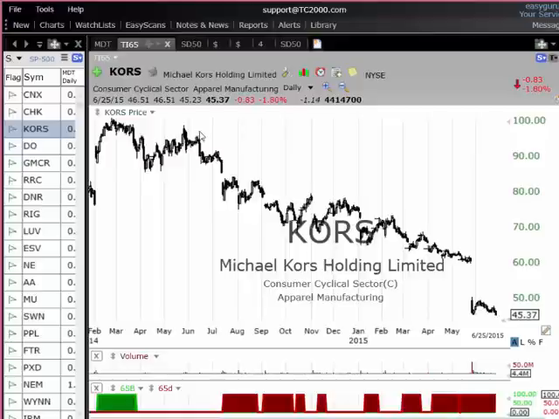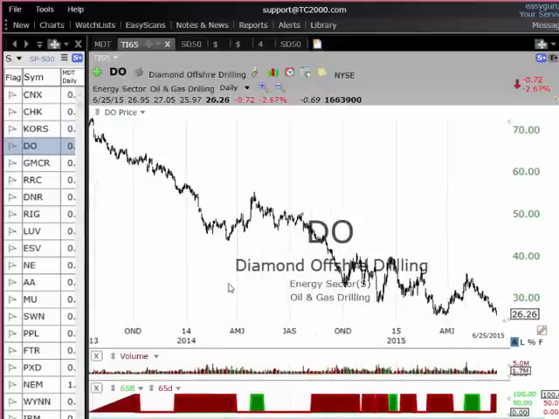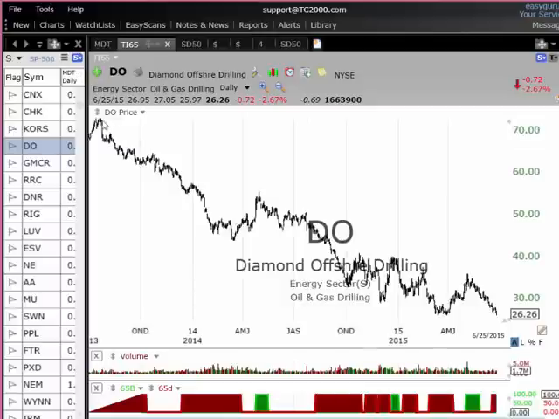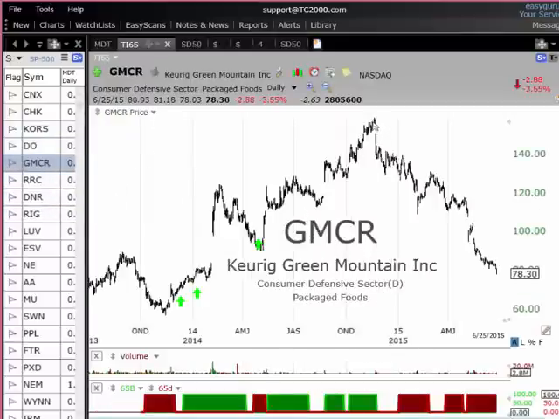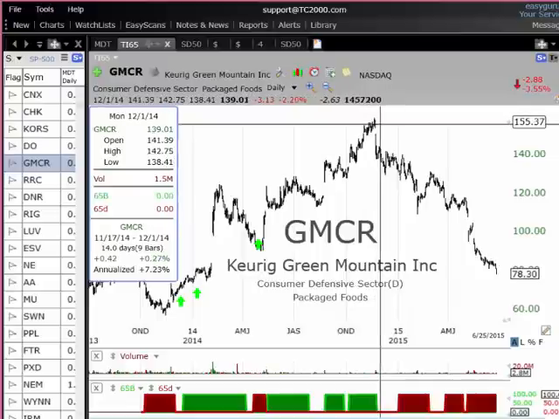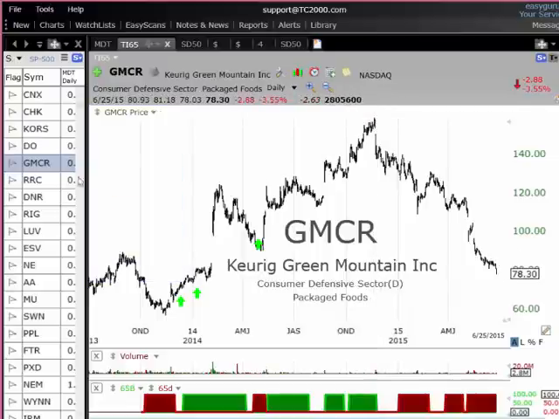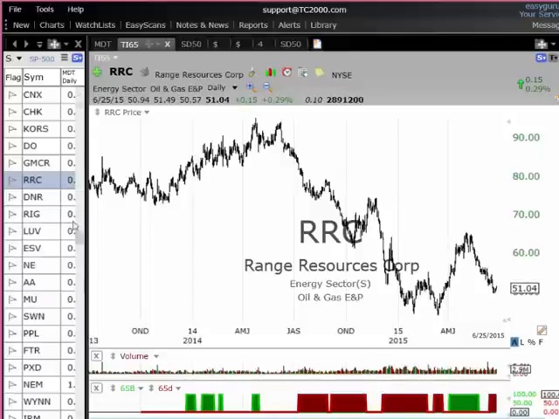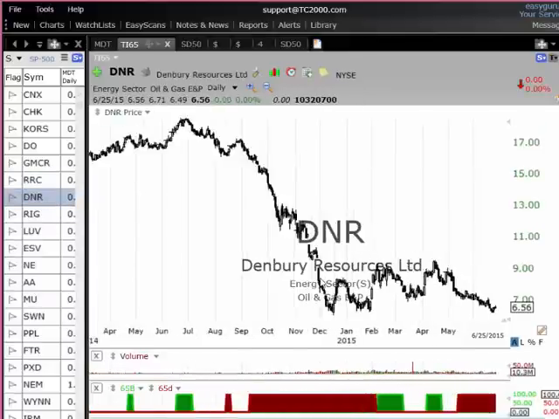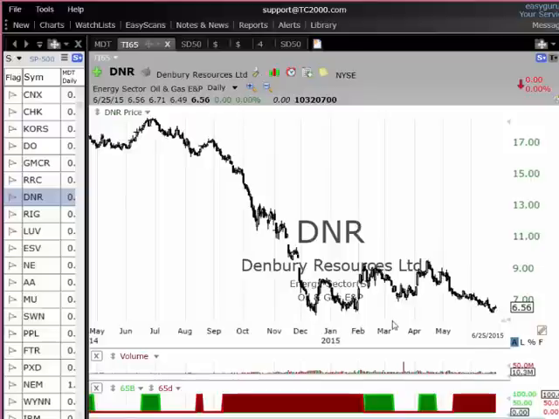You will see that the stock has gone down from 100 to 45. Or say Diamond Offshore Drilling, if you look at it, this is a very weak stock. This stock has gone down from 72 to around 26 in the last 1 year. Or GMCR, which was at one stage at around 157, and it's come down to 78, or cut almost in half. Or Range Resources is a weak stock, or Denbury Resources is a weak stock. Here especially you see it went down a lot, or Rig.